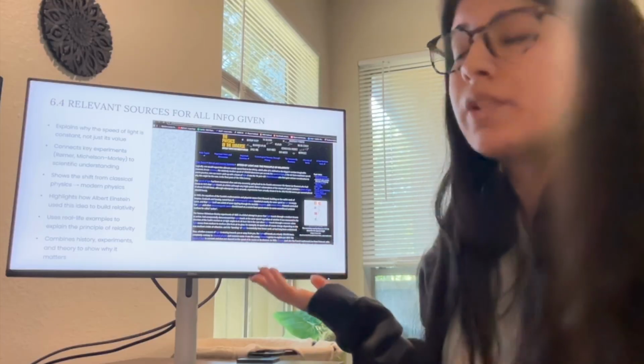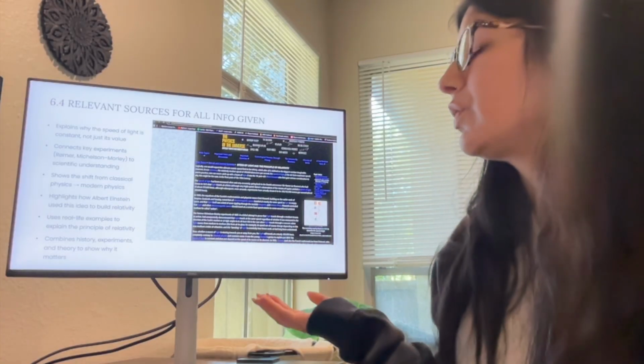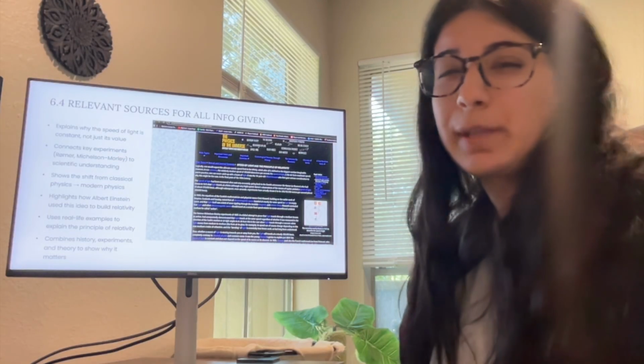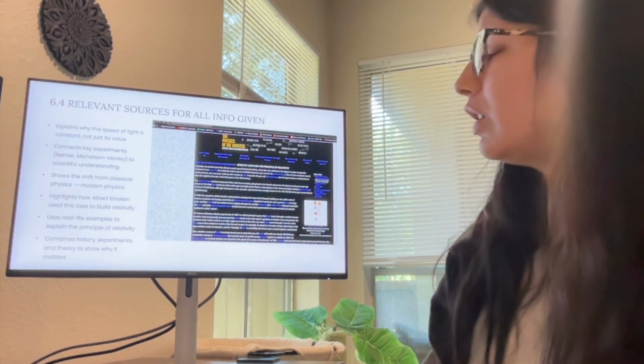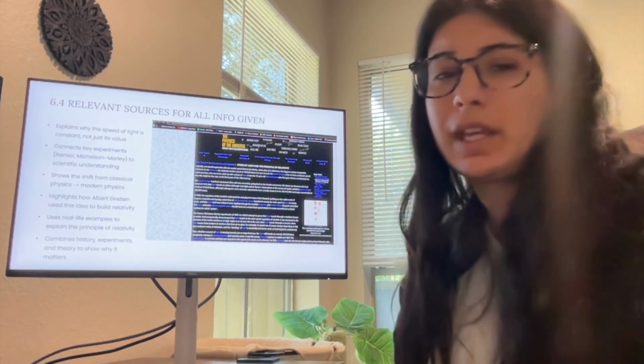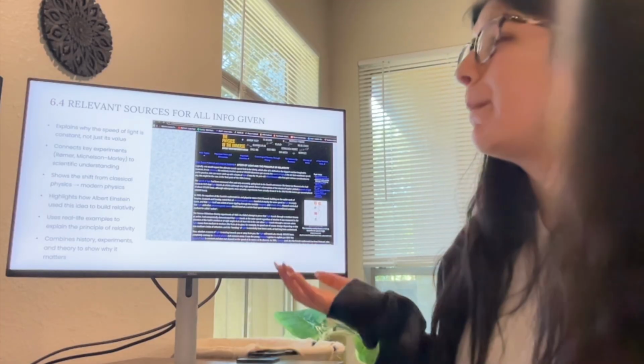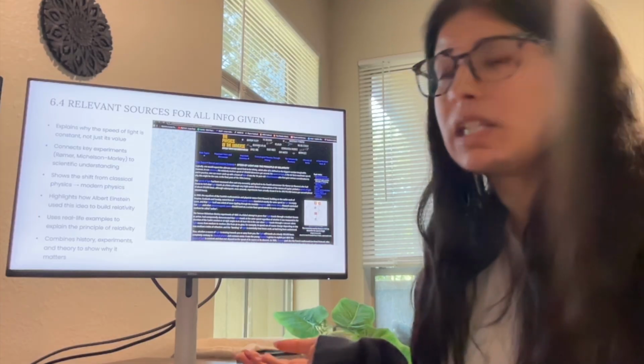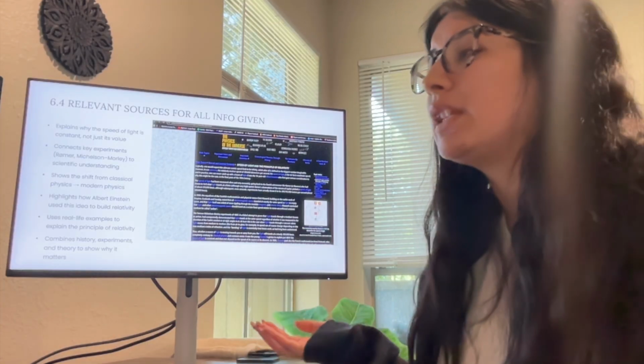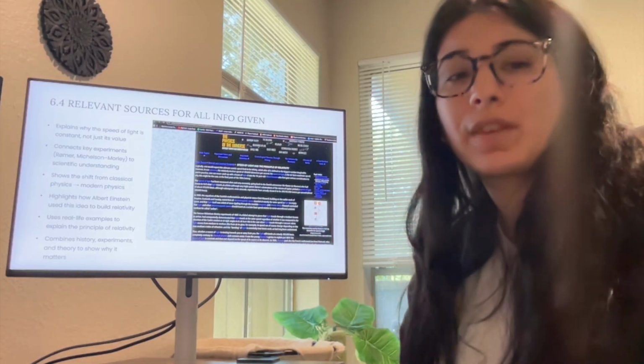So I chose this one source that was used in this project. It helped explain not only the value of the speed of light, but also why it is constant. It connected historical experiments to modern physics and showed how scientists like Einstein used these ideas to develop important theories.